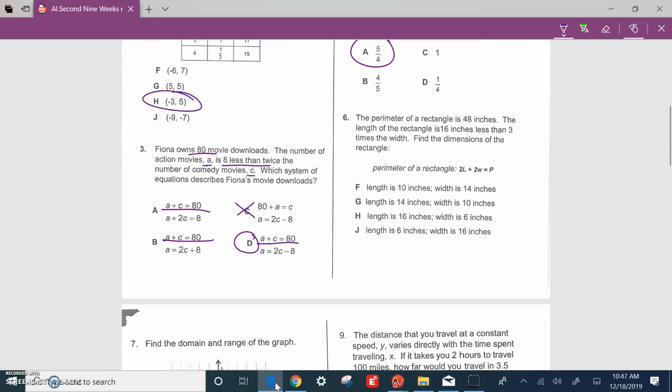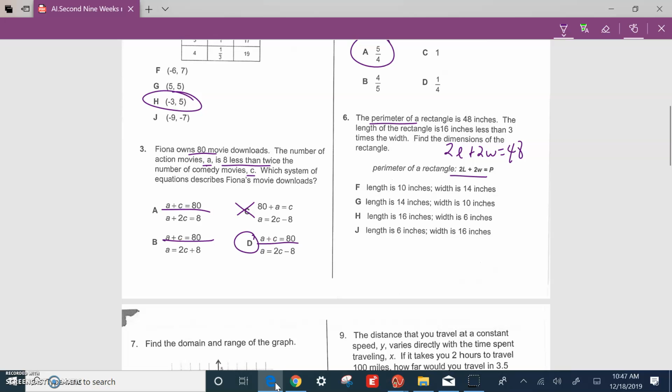Alright, on this next one, it gives us the perimeter. Well, it also gives us the equation for perimeter. So what should we write in the calculator? 2L plus 2W equals what? 48. Careful.